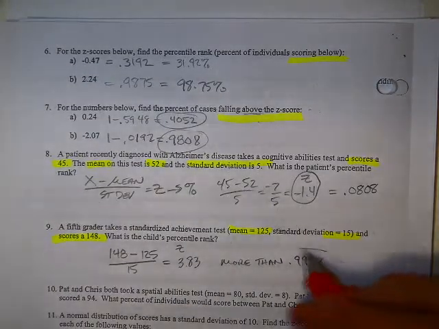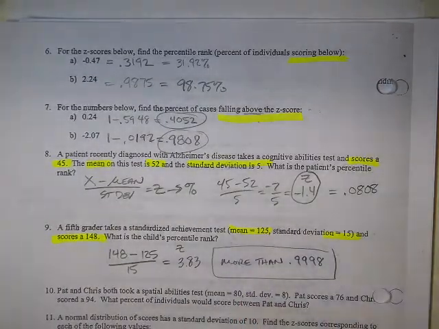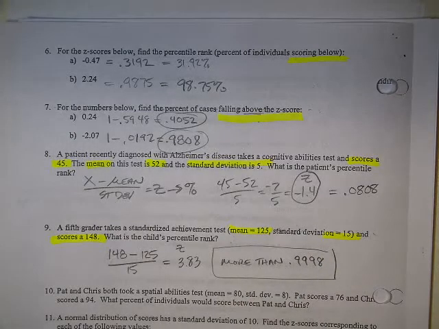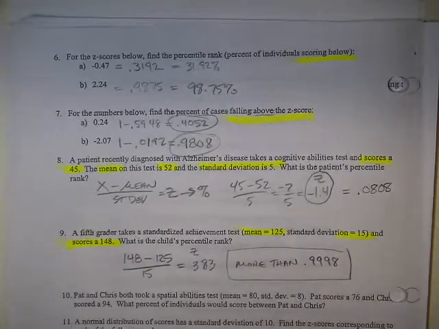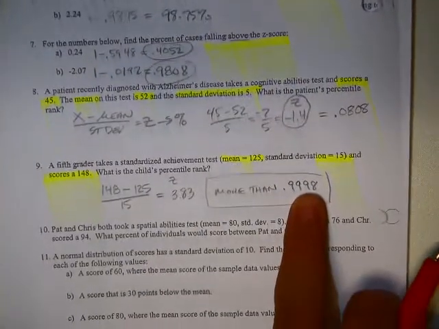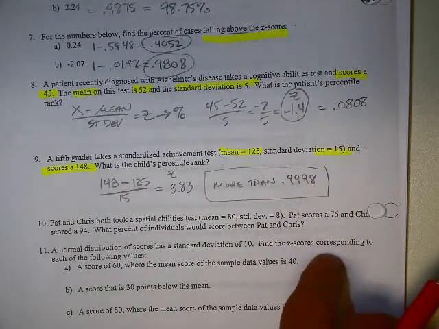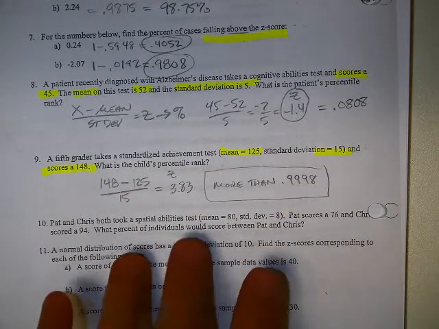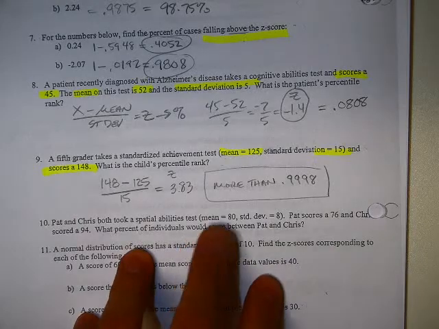Okay, that's this child's score. So more than 99.98%. So I told you couldn't have 100%, but I didn't say you couldn't get real close. All right. Pat and Chris took a spatial abilities test.